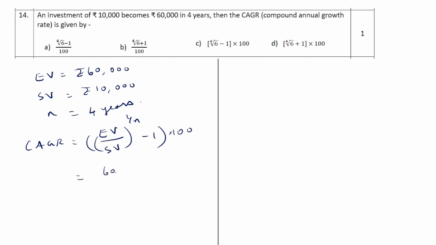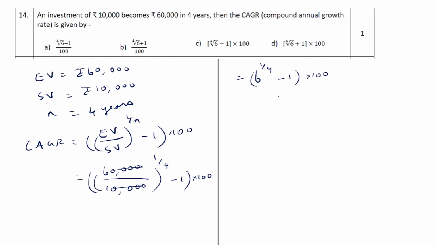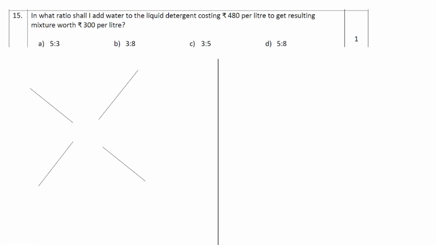So ending value is 60,000, starting value is 10,000, whole raised to 1 by n, where n is 4, minus 1, into 100. So this is 6 raised to 1 by 4 minus 1 into 100. 6 raised to 1 by 4 is nothing but the 4th root of 6, minus 1, into 100. So the correct option is option C. Moving on to the next question.